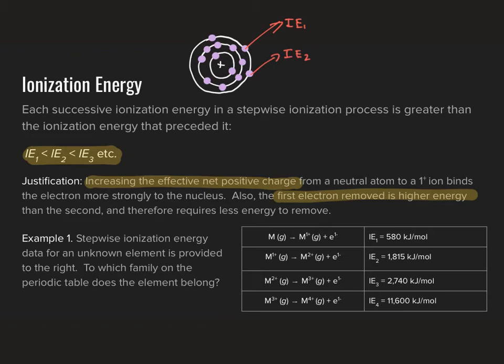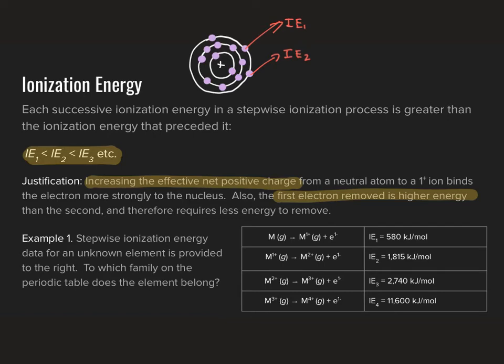So the general trend of increasing ionization energy makes a whole lot of sense, just considering it's harder to take electrons from things that are already positively charged. So with that justification, we can now go ahead and have a look at an example problem that's a very popular multiple choice type question, usually on AP tests.